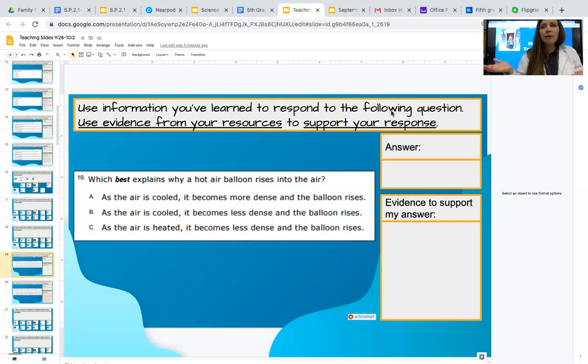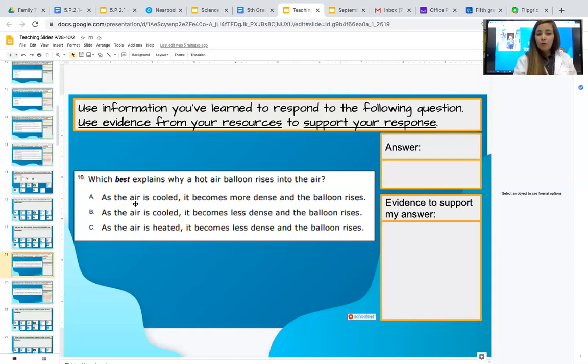Does answer choice A make sense? As the air is cooled, it becomes more dense. When things cool and become more dense, what happens? They sink, right? When something cools and becomes more dense, it sinks. So that is why A does not make sense, okay? B says, as the air is cooled, it becomes less dense and the balloon rises.